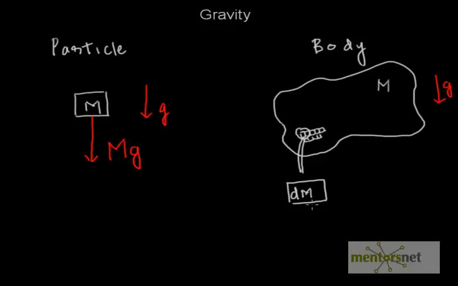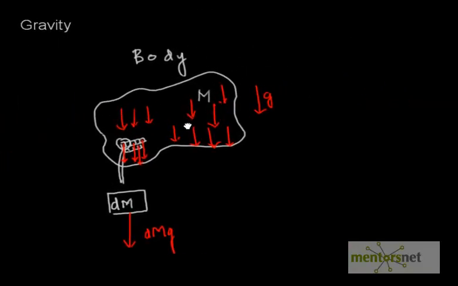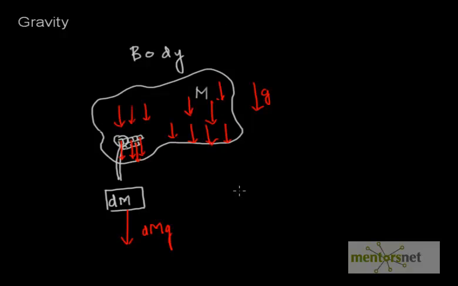So we can treat this like any particle and we say that it is experiencing a downward force of dm g. So this is the force experienced by this particle. Similarly, this particle, this particle, this particle, all particles in this body are experiencing this force. This force is distributed all over the body. Now what we can immediately see is this system as is difficult to understand and is difficult to use.